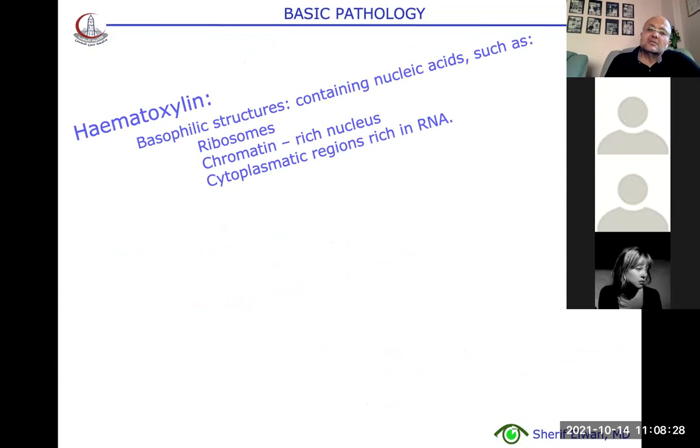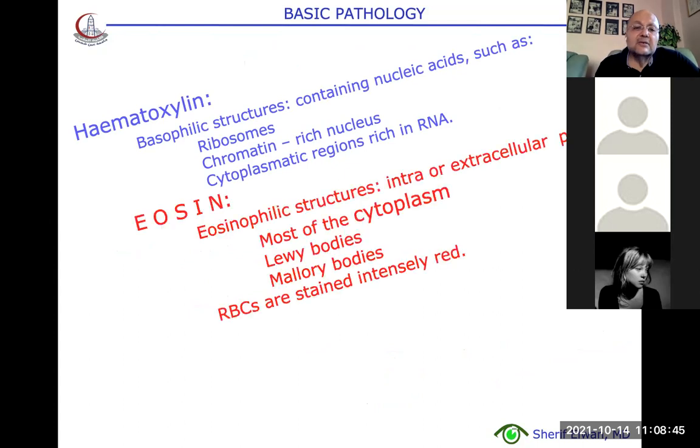What are the basophilic structures that can be stained by hematoxylin? All structures that contain nucleic acids, such as the ribosomes, the chromatin-rich nucleus, and the cytoplasmic regions where RNA is concentrated. While eosine is, as we said, an acidic stain, and thus stains eosinophilic or acidophilic structures inside or outside the cells. And this is represented mainly in most of the cytoplasm and other bodies inside the cell, like Lewy bodies or Mallory bodies.